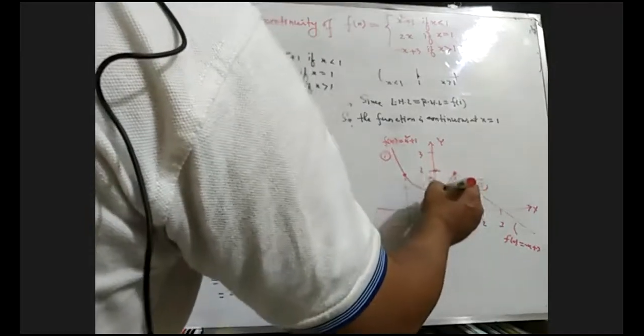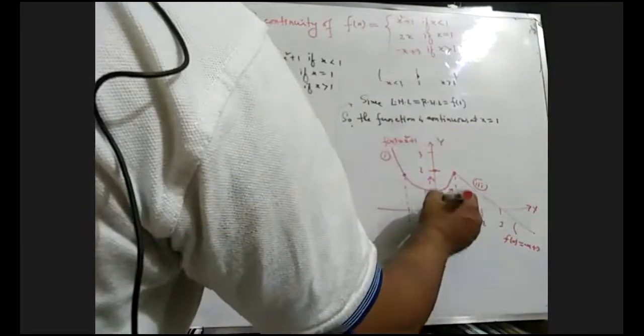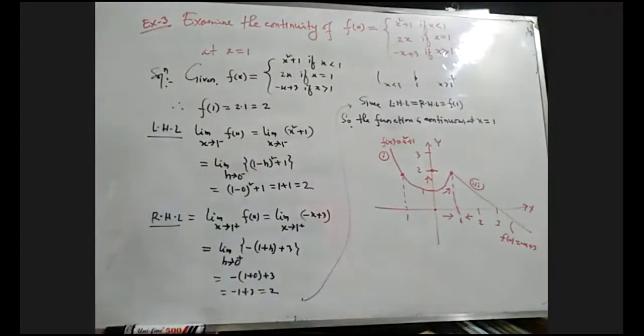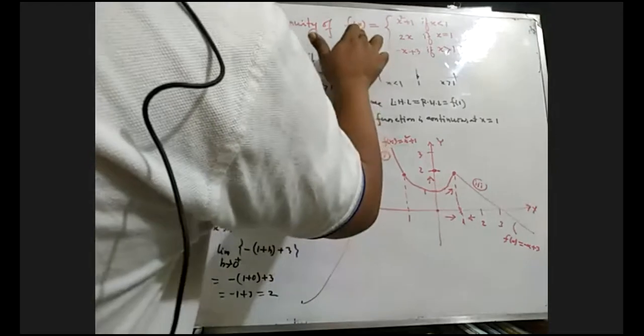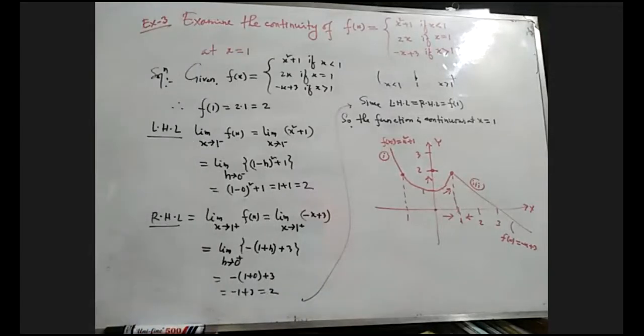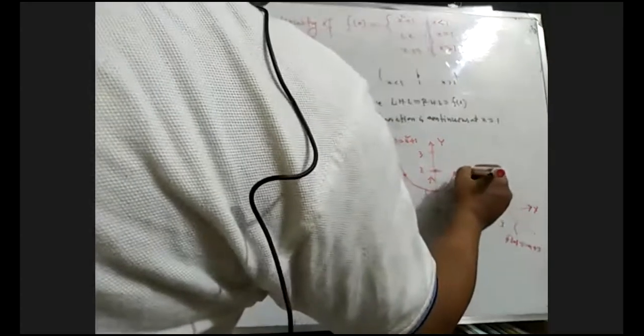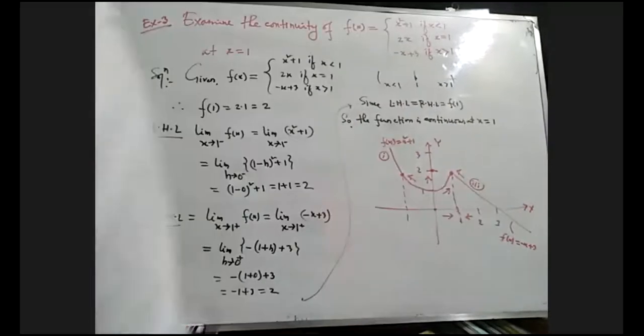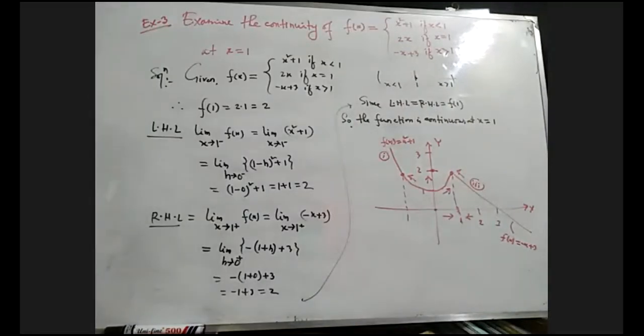So this is the function y equals to minus 2x. At y equals to 2, x equals to 2, also 2. So we get the limit here. One limit is here and another limit is here: left hand limit, right hand limit, and the functional value is 2. So from the figure we observe that the given function is continuous at x equals to 1.